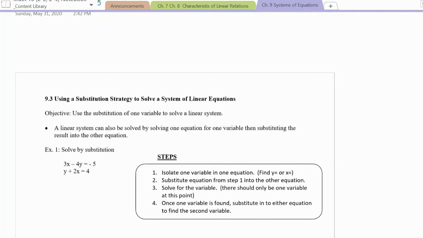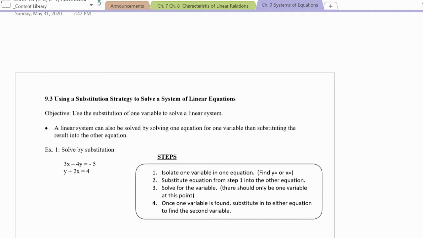Grade 10. Today, we will be learning a new chapter, Systems of Equations. So we learned how to solve equations, one-step equations and two-step equations. So today, we're going to learn how to solve system of linear equations.